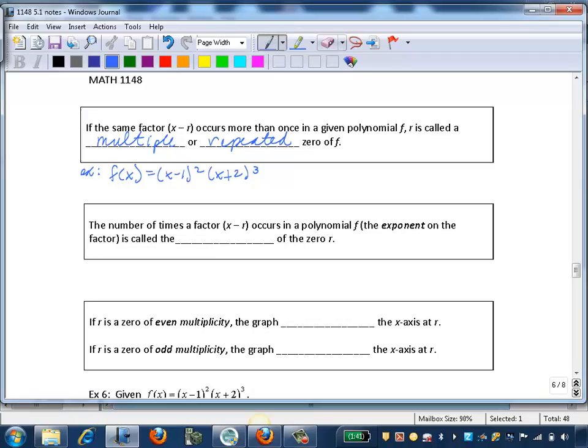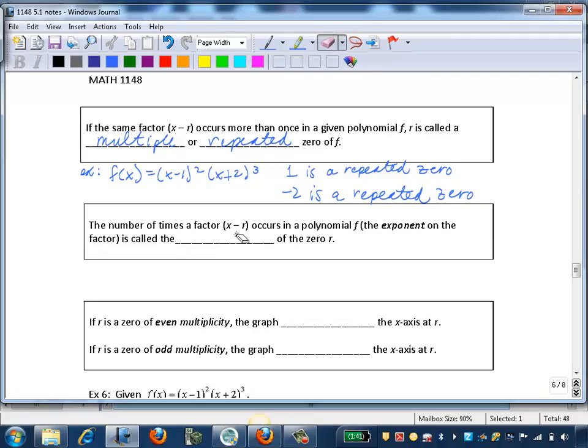So that means the corresponding 0, if x minus 1 is a factor, then we know 1 must be a 0 of the function. So we can say that 1 is a repeated 0, and we can say that if x plus 2 is a factor, we know that negative 2 must be a 0, and we can say that negative 2 is also a repeated 0.